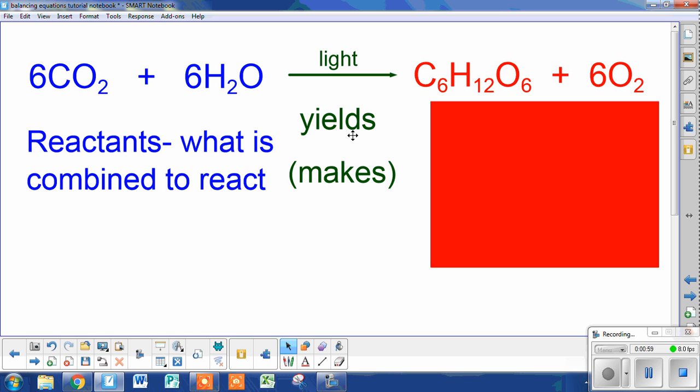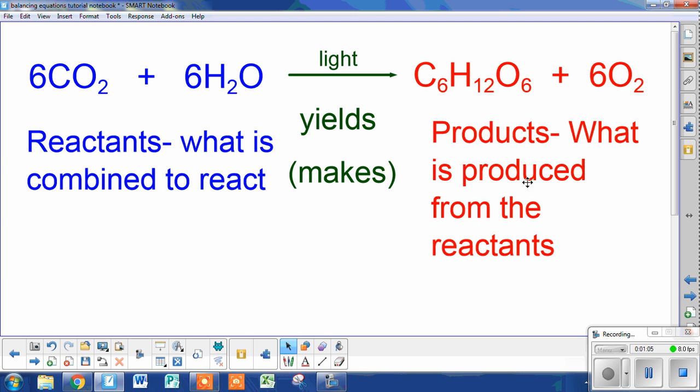A new substance has to be formed. And then on the right side of our equation, in the red letters, these are our products, or what is produced from the reactants. We remember that plants are autotrophs, and that means they make their own food. So in this case, plants are making their own food called glucose. And we remember from 7th grade that glucose is a type of sugar. We also know that plants give us O2, or oxygen.